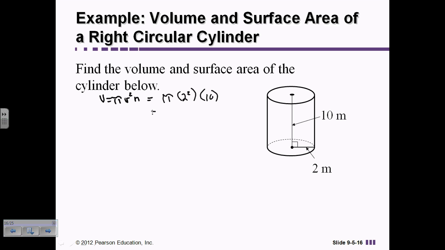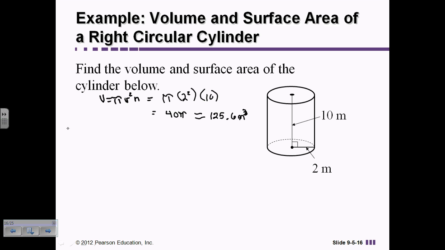So you're going to end up with 40 pi. And if I told you, remember, to leave your answer in terms of pi, you would stop there. Or if you go one more step, you'd get 125.6 meters squared, or excuse me, meters cubed.